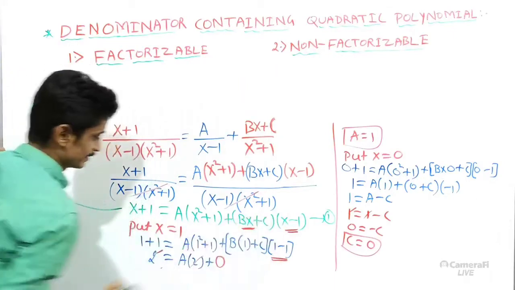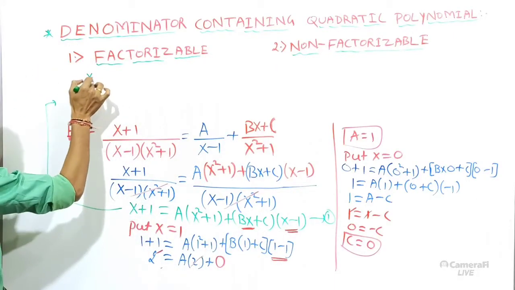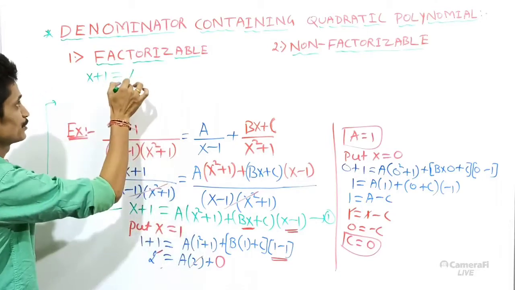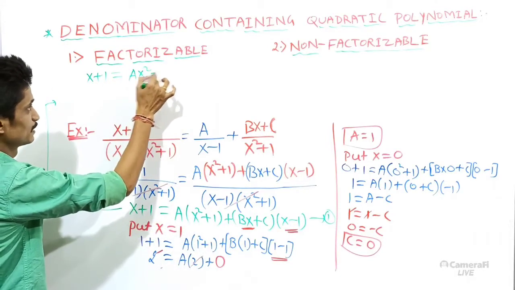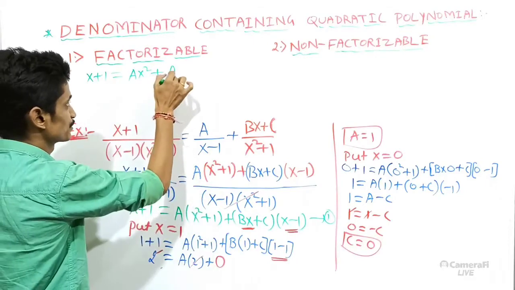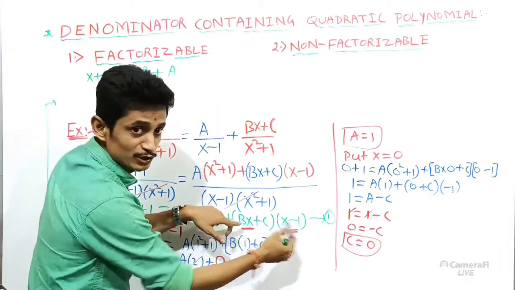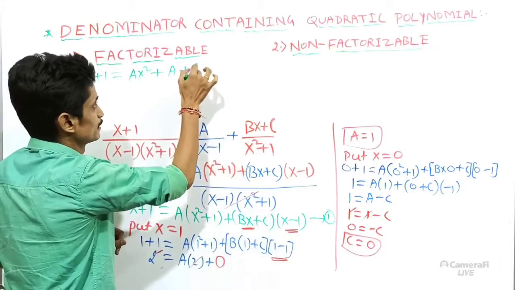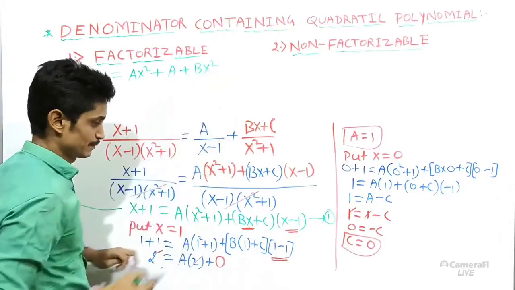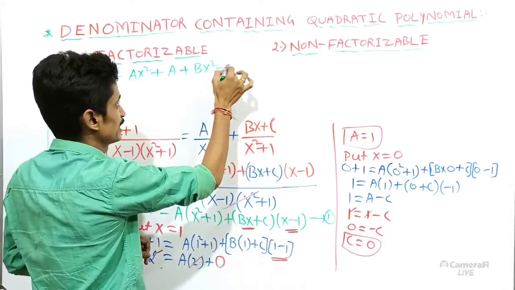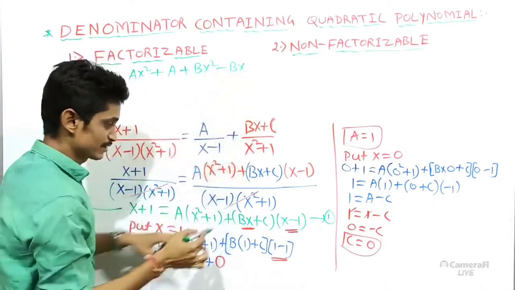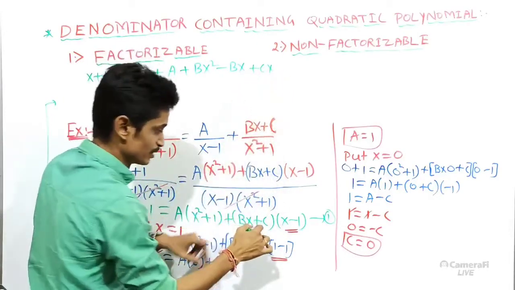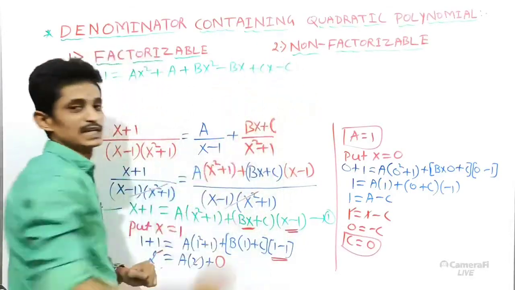I'll remove the bracket everywhere. This side is x plus 1 equal to a into x square is ax square plus a into 1 is a. Here binomial into binomial, be careful. bx into x is b times x square. bx into minus 1 is minus bx plus c into x is plus cx plus c into minus 1 is minus c.